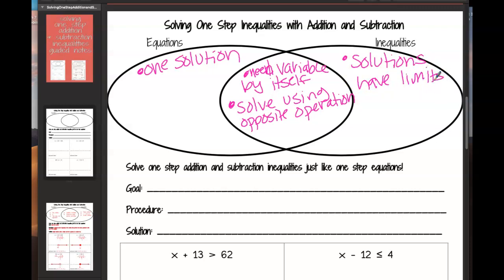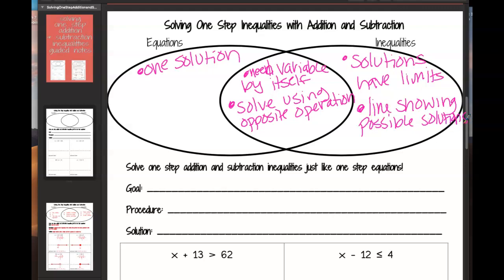Also with inequalities, you're going to graph your inequality and you'll always have a line showing possible solutions.